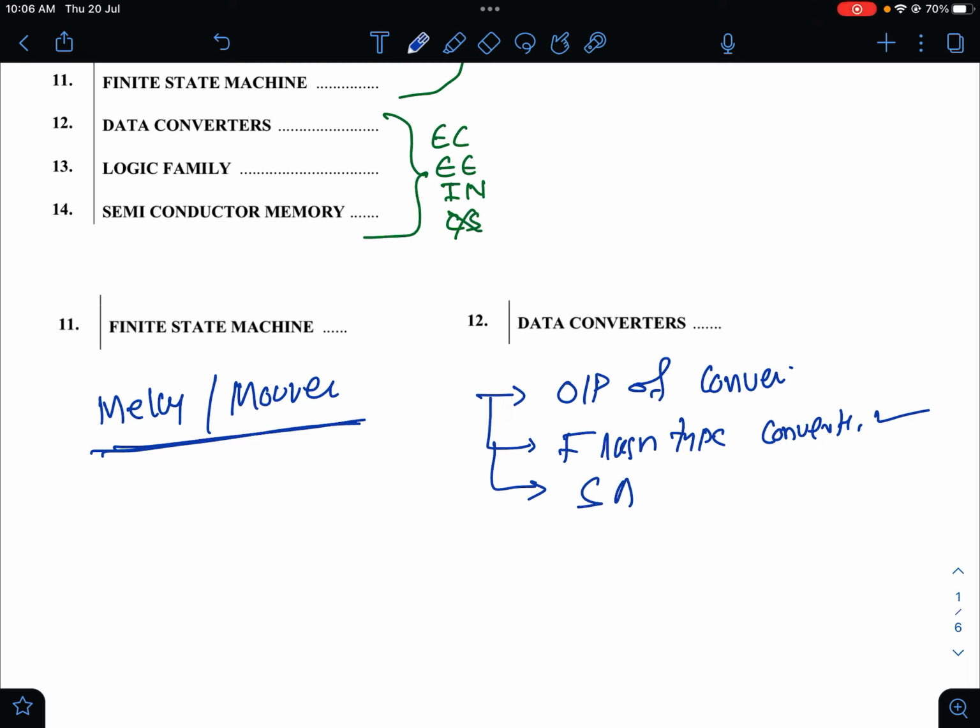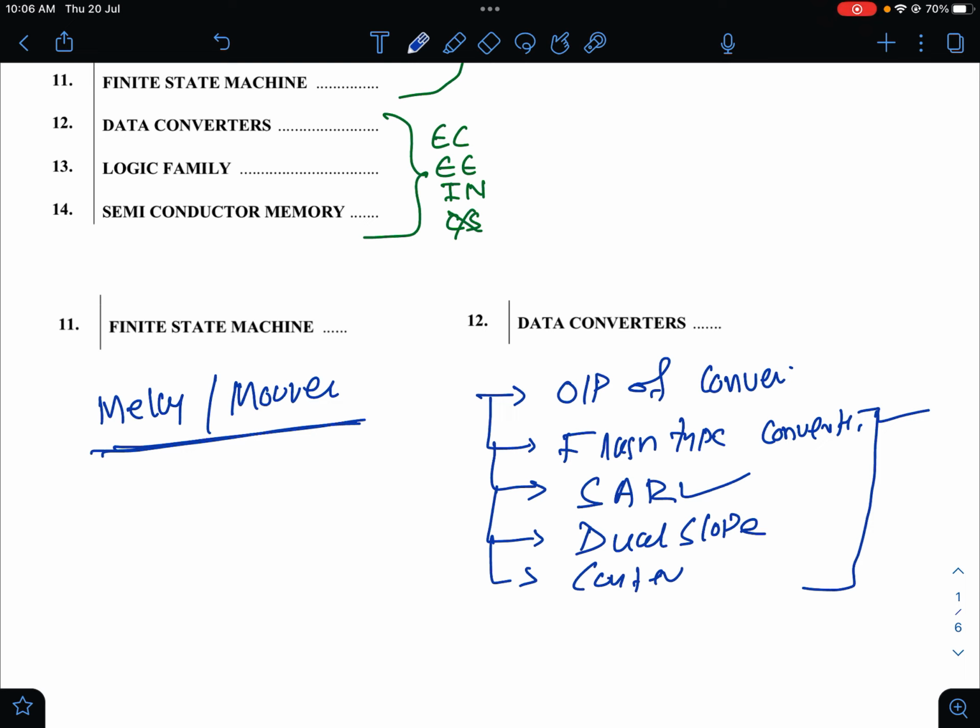Sometimes questions also come from the successive approximation register type converter. And you have the dual slope type converter, and the counter type converter. These are the four kinds of analog to digital converter. We don't know which particular converter the questions will come from, but you should study these four. Anyone can be picked, and generally the questions are based on the conversion time, the delay involved, and how many clocks are needed. Such questions are framed from this data converter topic.